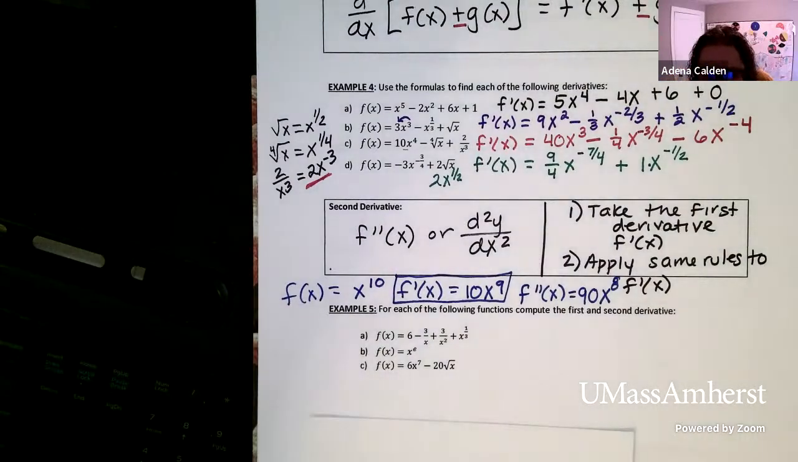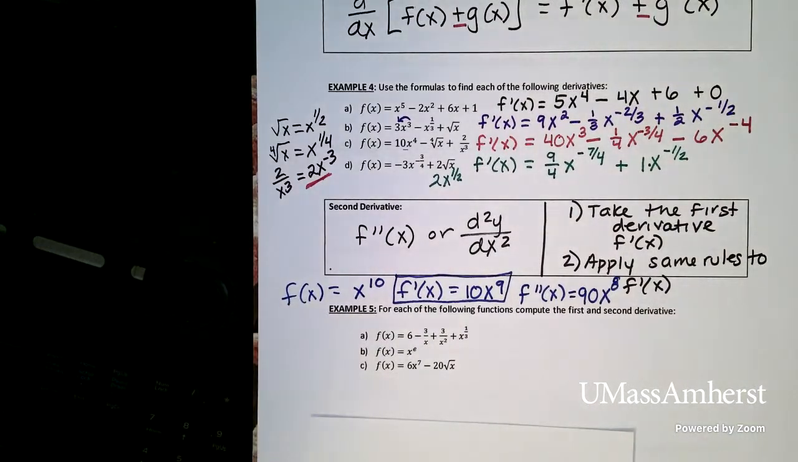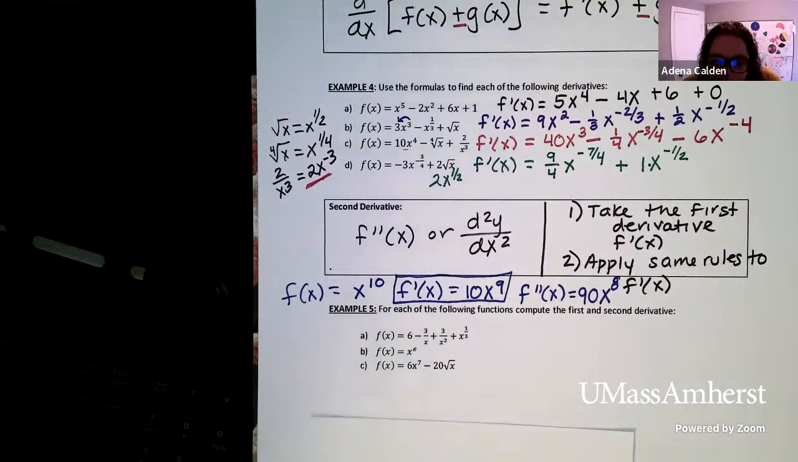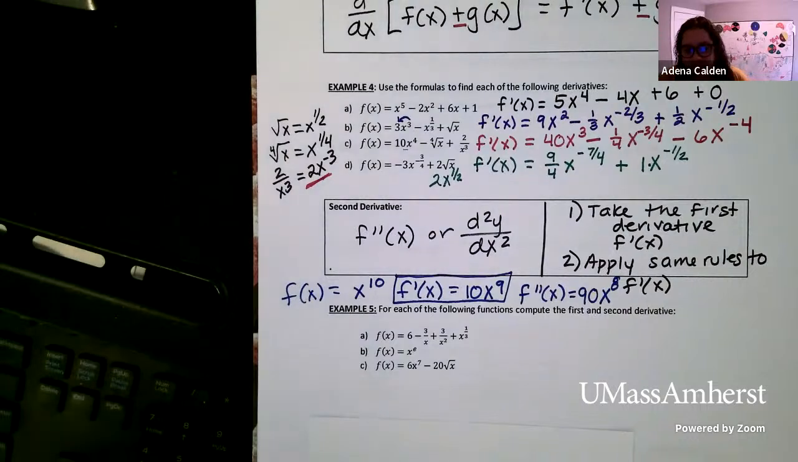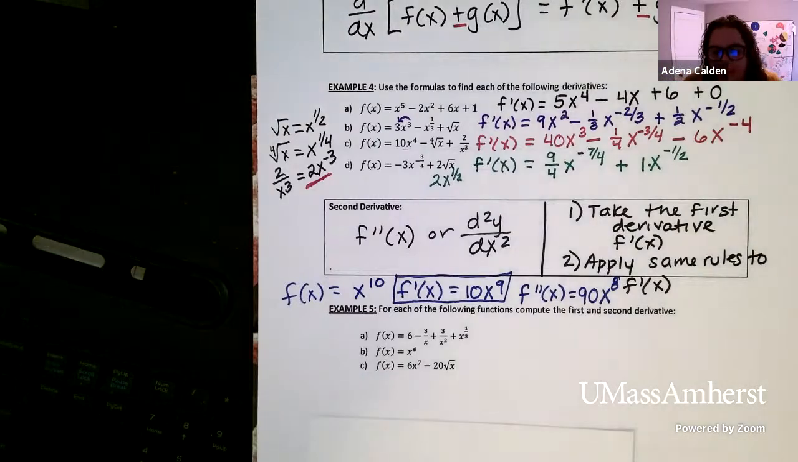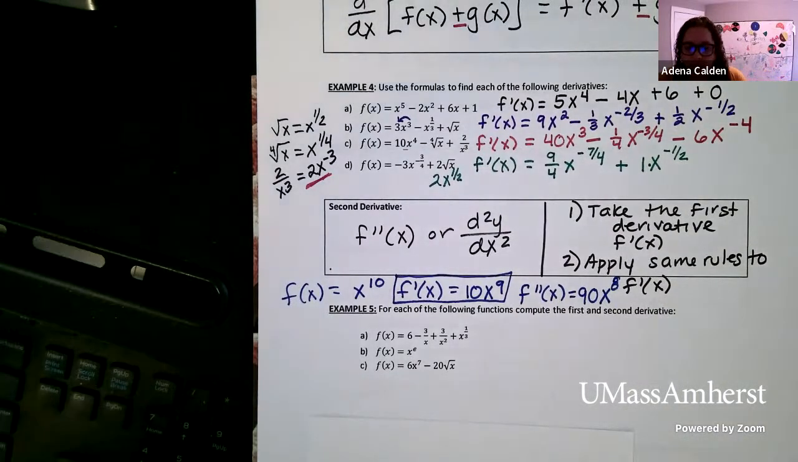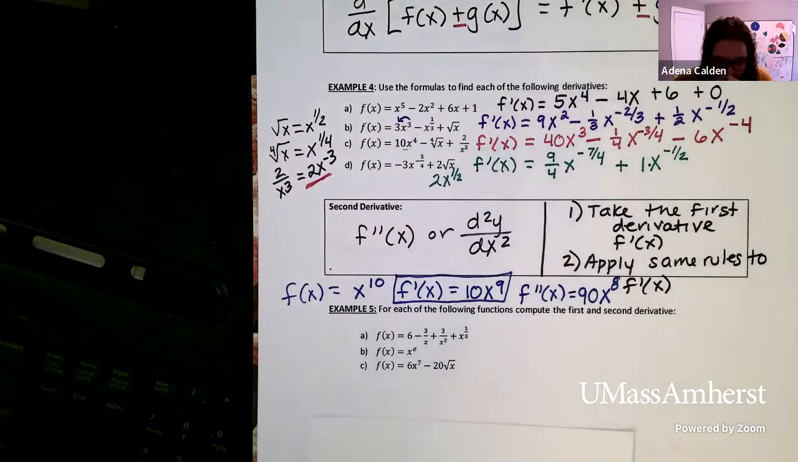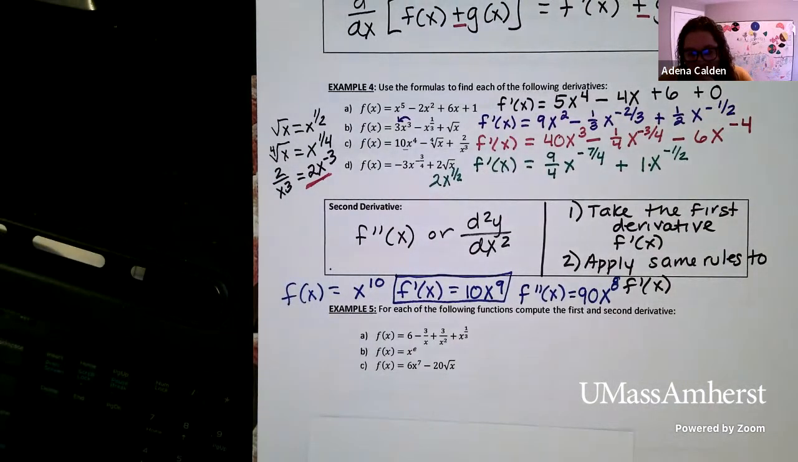But for the first one, we have 6 minus 3 over x plus 3 over x squared plus x to the 1/3. You'll take the first derivative and then think about how you can apply and get the second derivative. The second function is x to the e. So think about what e is and how we might apply the formula and what that might look like.